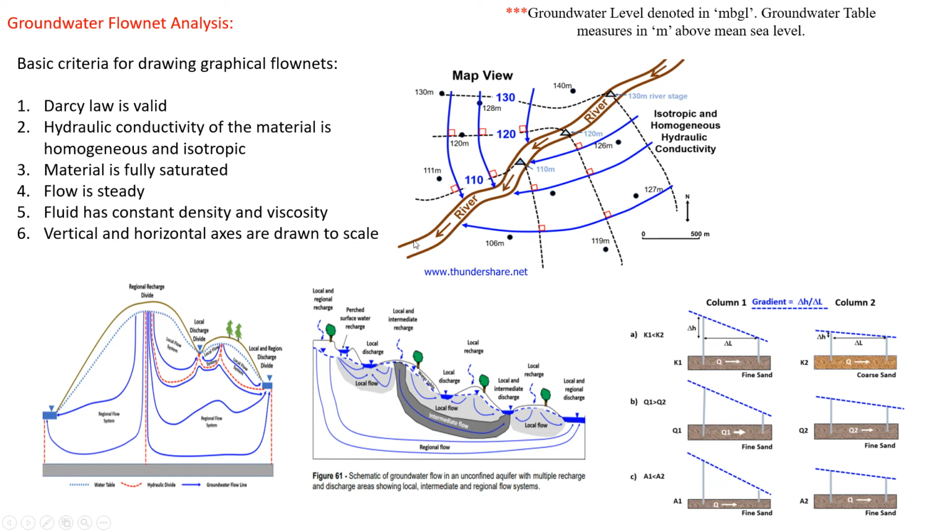Here there is a river and the groundwater is flowing into the river, because it is a gaining stream. When it is reverse, it is a losing stream. Here it is not meters below ground level, it is meters above mean sea level. These values, 140 meter, 130 meter, 111, are all the groundwater table, not groundwater level. Here they have drawn the equipotential lines at 10 meter spacing.